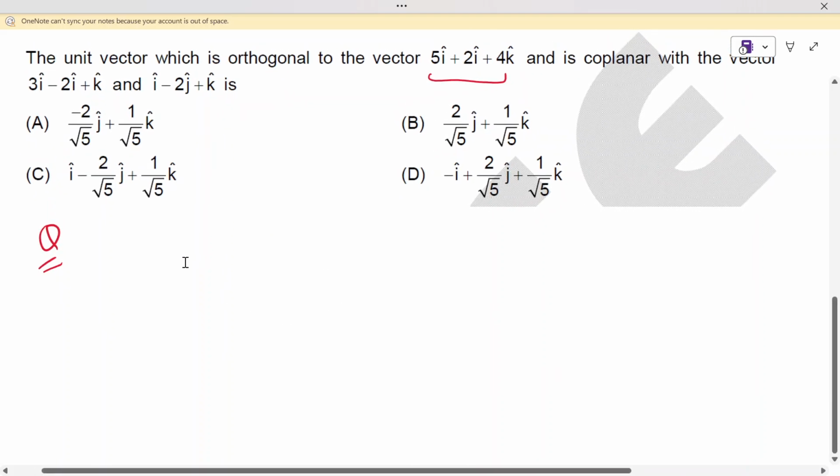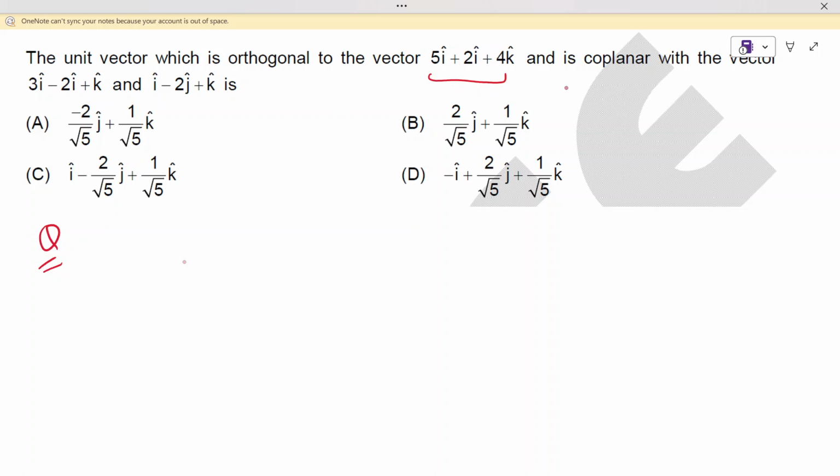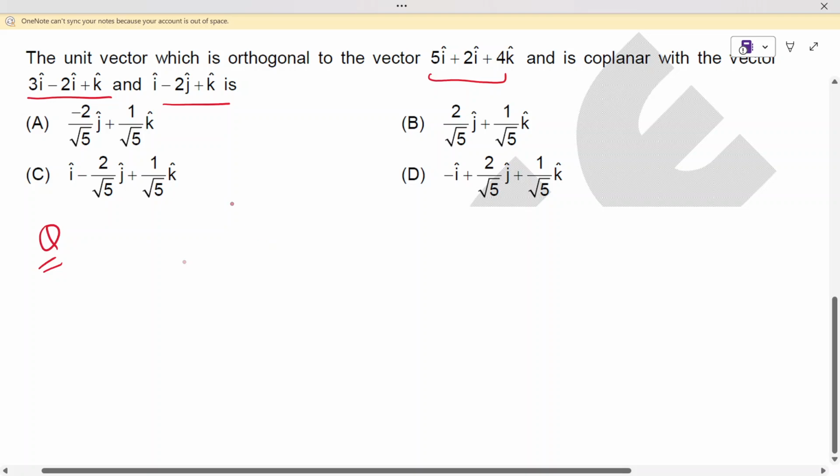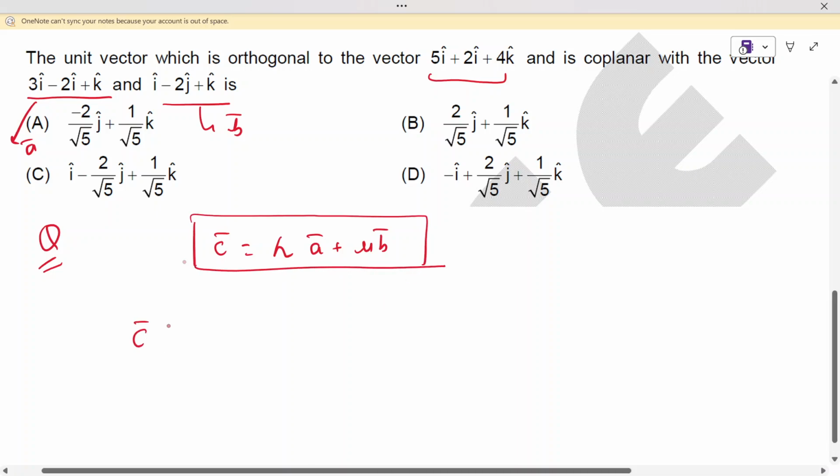Any vector which is coplanar to both vectors, we write as what? Let's call that vector the c vector, and this one the a vector, and this one the b vector. So c vector should be equal to lambda a vector plus mu b vector. Then c vector equals lambda into (3, -2, 1) plus mu into (1, -2, 1). Clear?